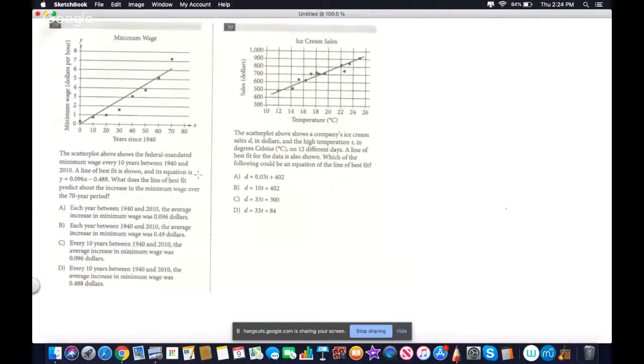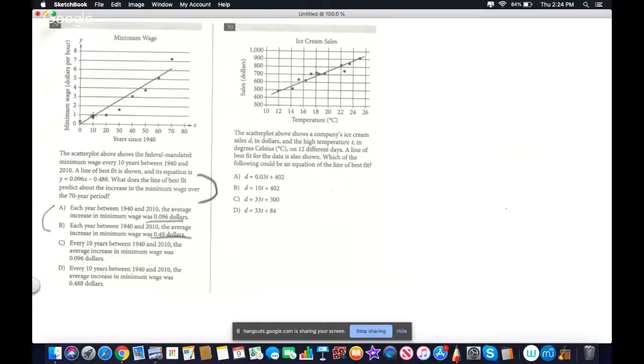This first one asks you, what does the line of best fit predict about the increase in the minimum wage over a 70-year period? The important thing to do on a question like this is to get a sense of all the answers. If you read A and B, you'll see that they're saying quite different things. They're saying different minimum wage increases. And one of them seems fairly correct based on the line of best fit.